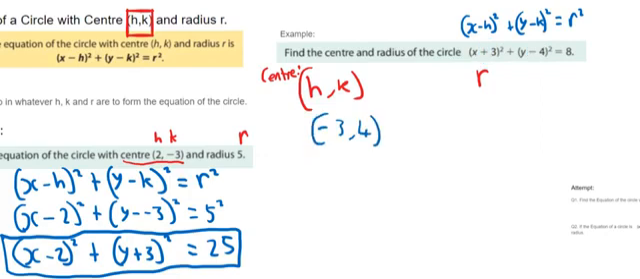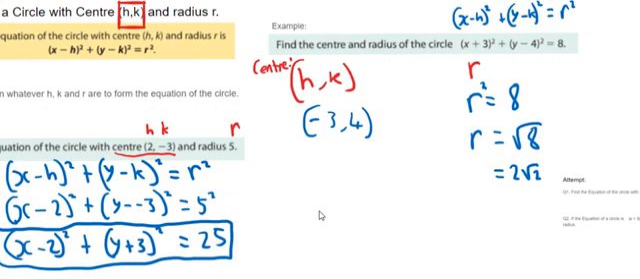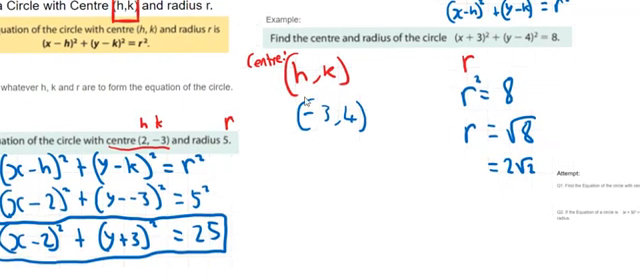So that's the center. And then r, well, we know that r squared equals 8. So if r squared equals 8, I do the opposite. I do square root of 8. And square root of 8, you can call it 2 root 2. Or if you put it into your calculator, you might be able to write it down as a decimal as well. But 2 root 2, we'll just leave it like that. Or you could leave it as square root of 8 or root 8. So just try and remember that.